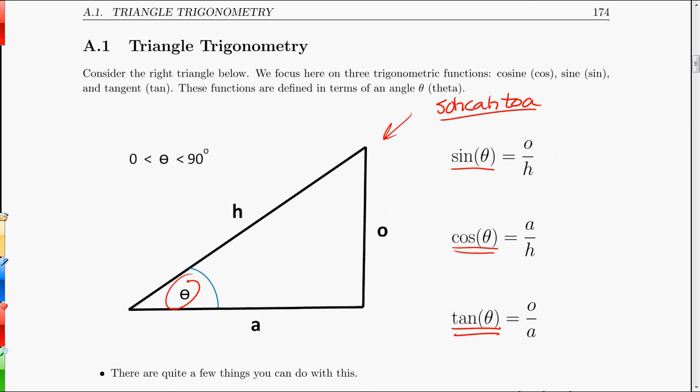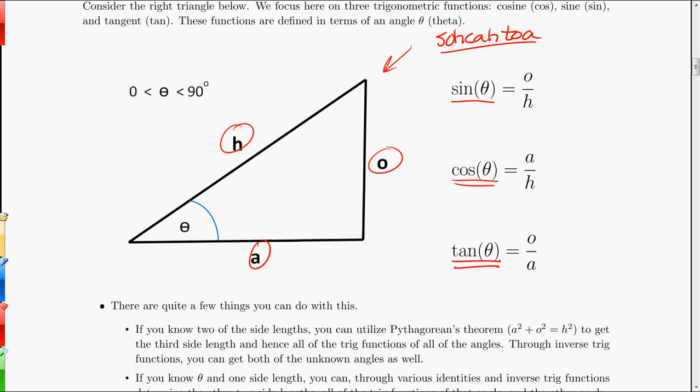Okay, so there are some great things you can do with triangle trig, and specifically the Pythagorean theorem. For example, if you give me 2 side lengths, I can use Pythagorean's theorem to get the third, and it can be any 2 to get the third, right? So it's Pythagorean's theorem down there. And if you know the angle, theta, and one of the side lengths, it doesn't have to be h, it could be any of these side lengths, you can do some inverse trig and some identities, and you can get the other 2 side lengths and the other angle as well, right?